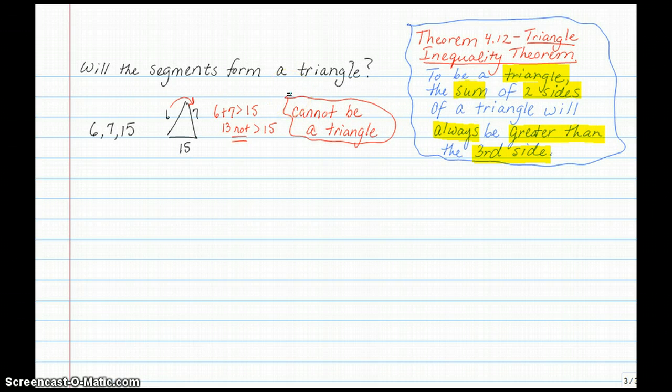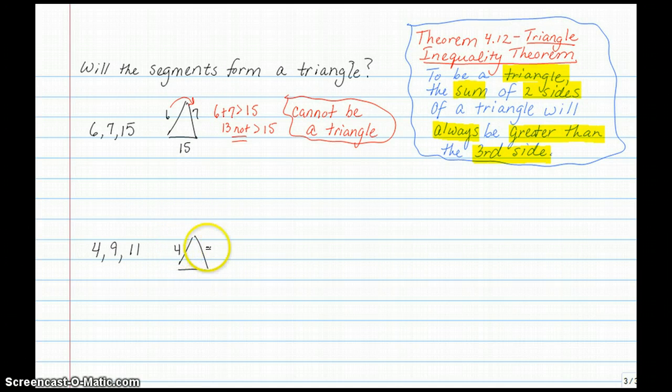Okay, let's try another one. And you've done several up in the earlier parts of this assignment. I went through that with you. Let's go ahead and do the segments 4, 9, and 11. Again, I'm going to just draw a triangle to give me a visual. It's not to scale. It may or may not be a triangle.